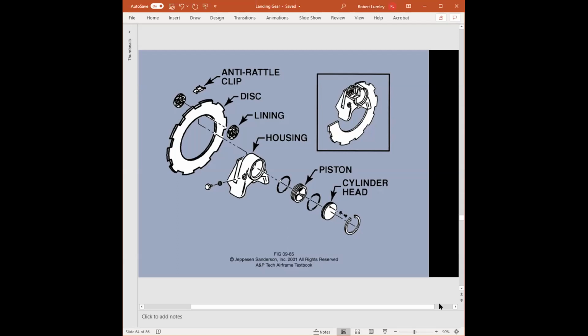Terrible thing. I've seen where people have used basically rubber cement to glue the pads onto the discs.